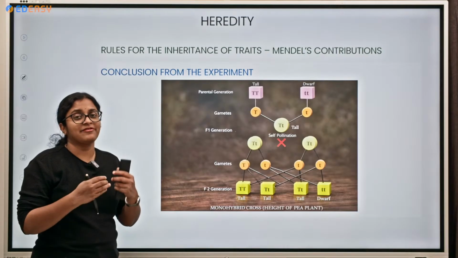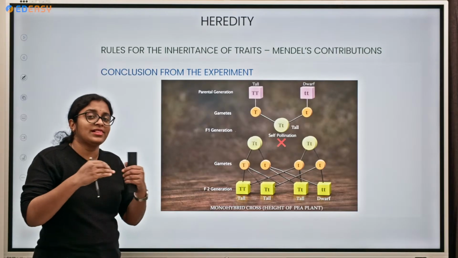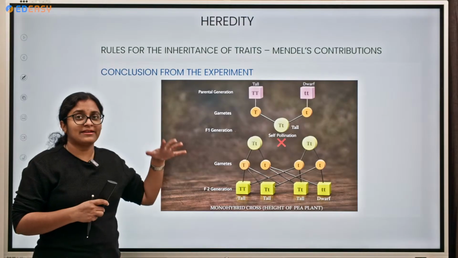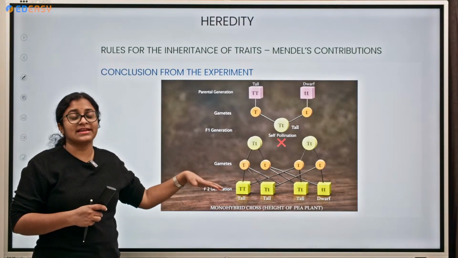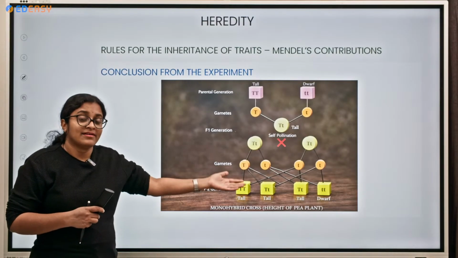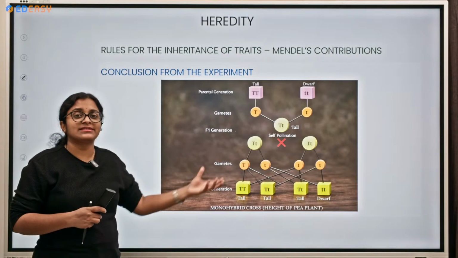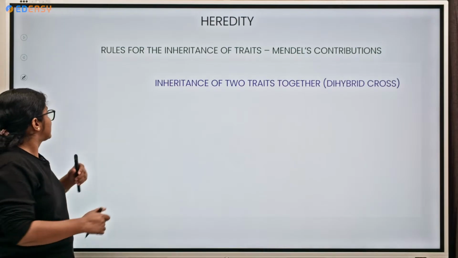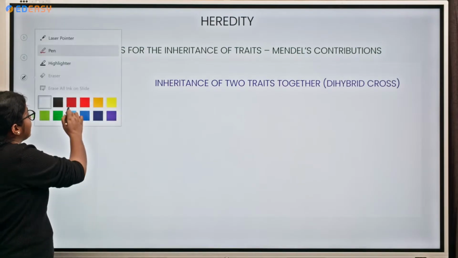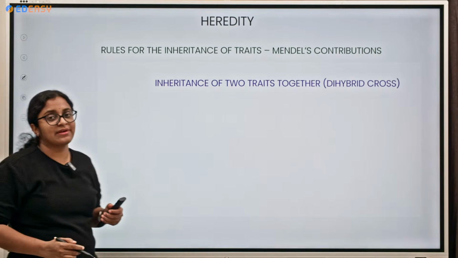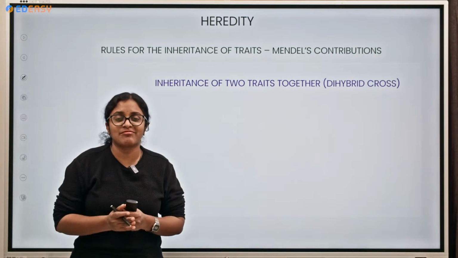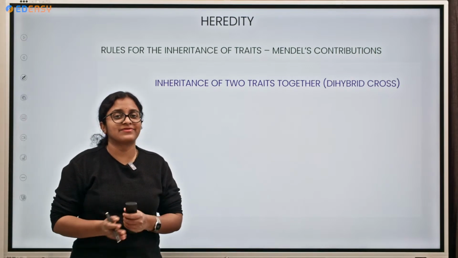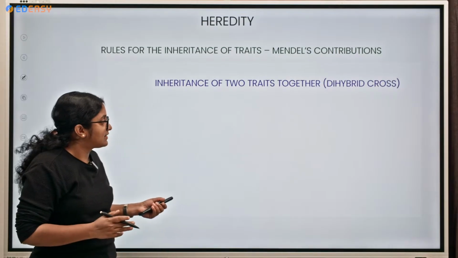Okay, so I have here in the first generation all the plants are the tall plants, but when it comes to the second generation, then we shall be understanding the shortness character is also getting expressed. So now let's understand about the inheritance of two traits together, nothing but the dihybrid cross.